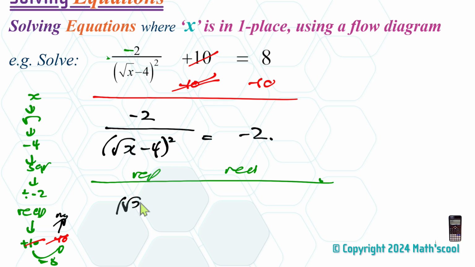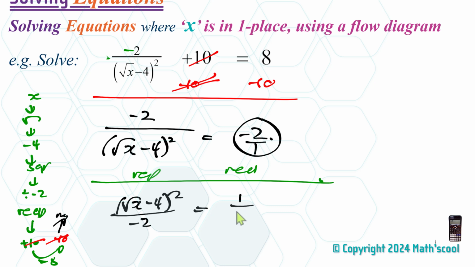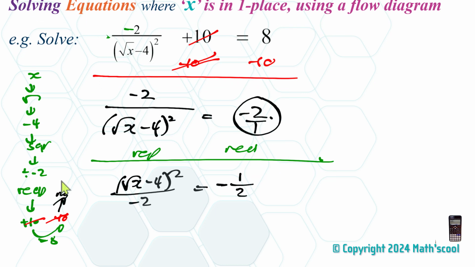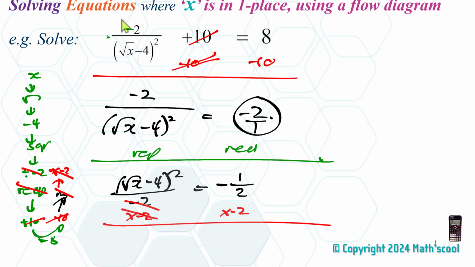So root x minus 4 squared divided by minus 2 equals, in this you can think of it as minus 2 over 1, and so it's going to be 1 over minus 2. Doesn't matter where you put the minus. Okay, now, opposite of divide by minus 2 is times by minus 2. I'm going to times by minus 2 on both sides. That's going to cancel. And so it's going to leave me with root of x minus 4 squared equals, well, a half times 2 is 1, and minus times minus is plus, so the answer is just plus 1.